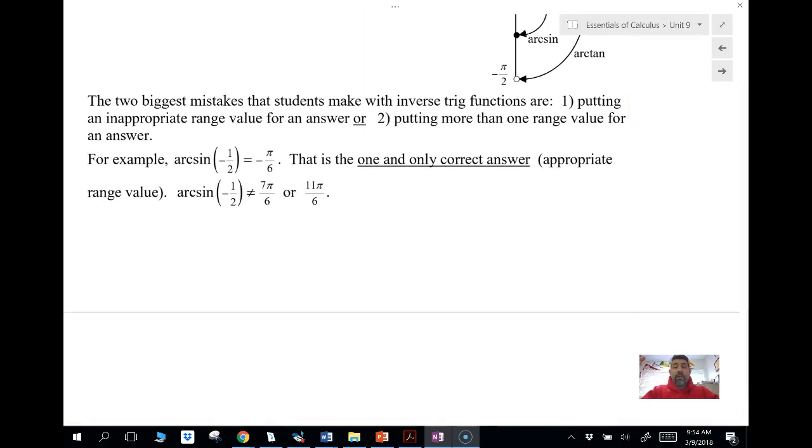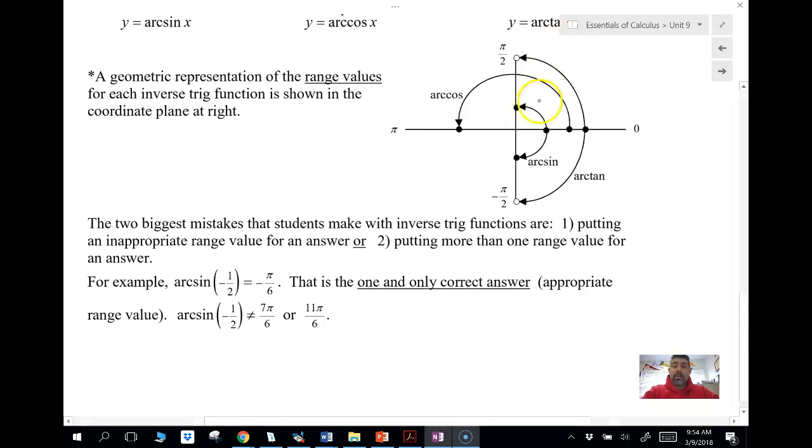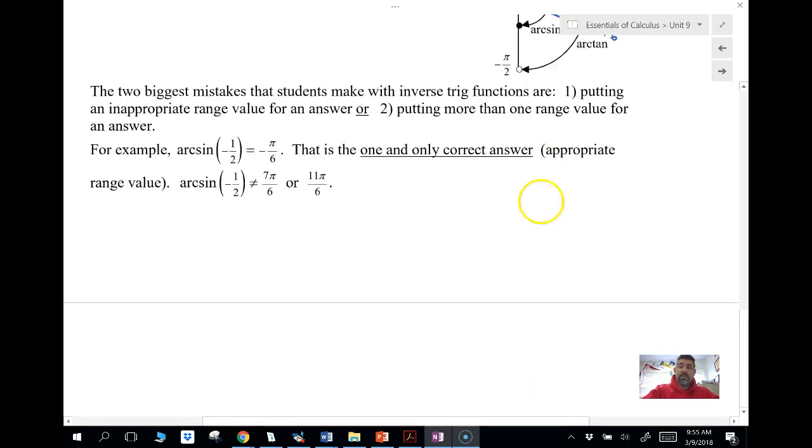So, for example, arcsine of -1/2. That's going to be what angle is going to give me the y value of -1/2. Well, the y value of -1/2 is right here. The only angle that happens at is -π/6. I got to go this way. This is not 7π/6. We can't go all the way around because that's not in the range of arcsine. So there can only be one correct answer for appropriate range values for arcsine, arccosine, arctangent. Okay, so that's one of the biggest mistakes we see.